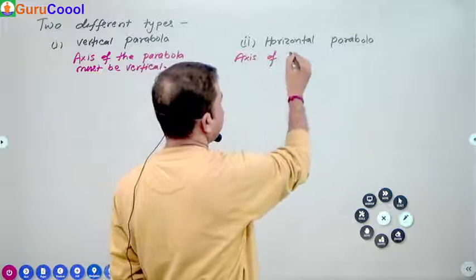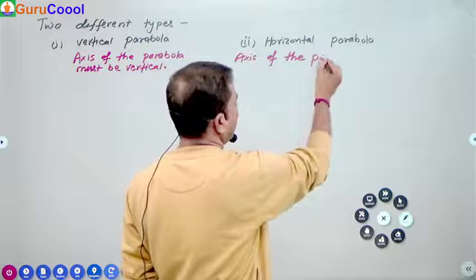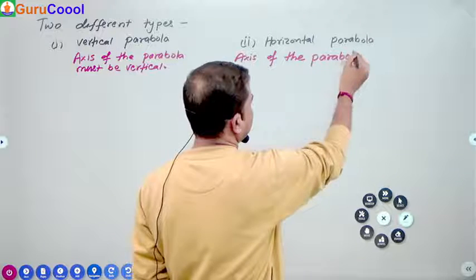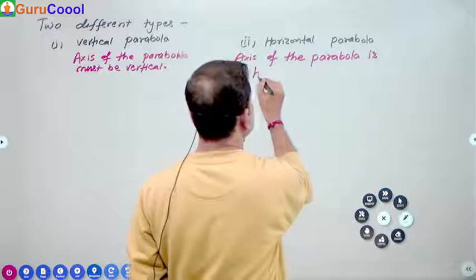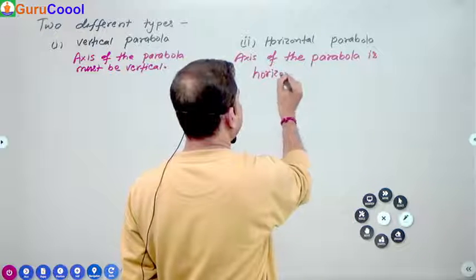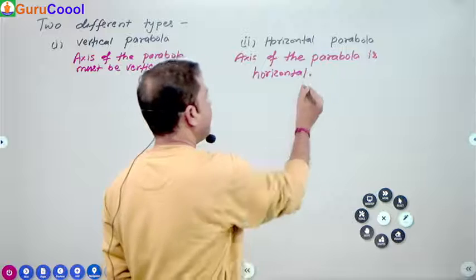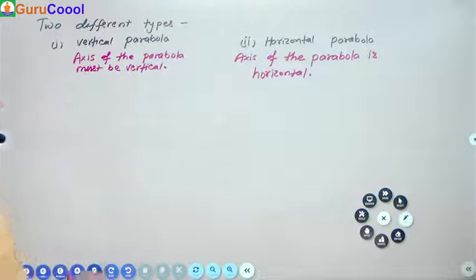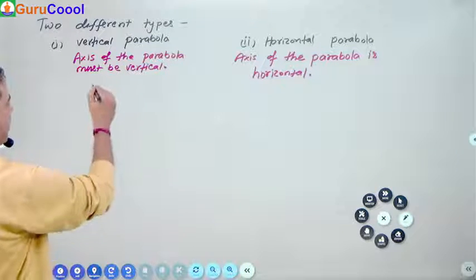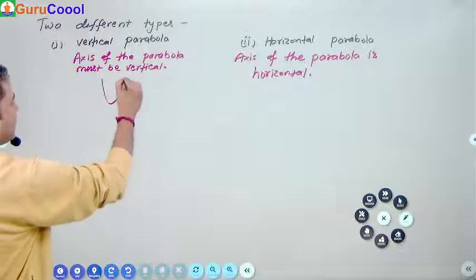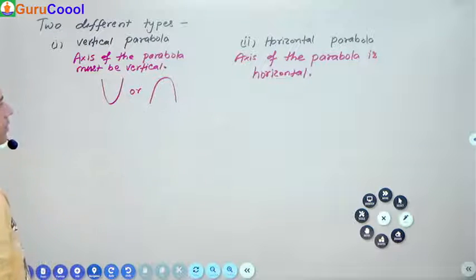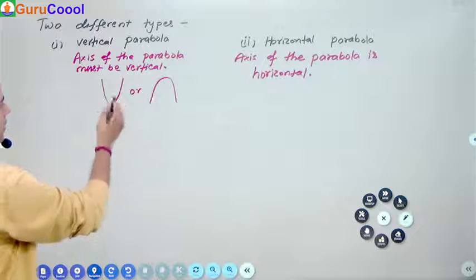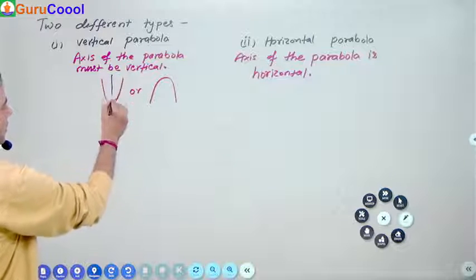Axis of the parabola is horizontal. How does this look like? This may look like this or this, because in these two cases, axis is this.